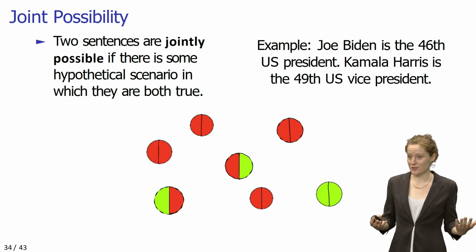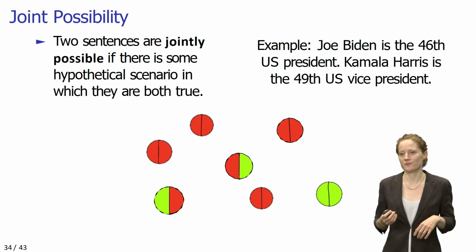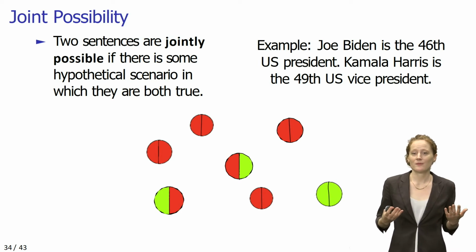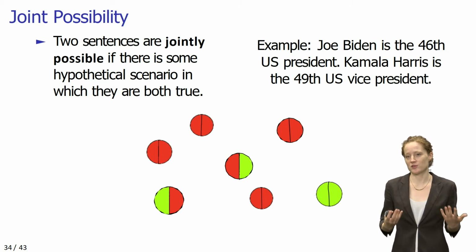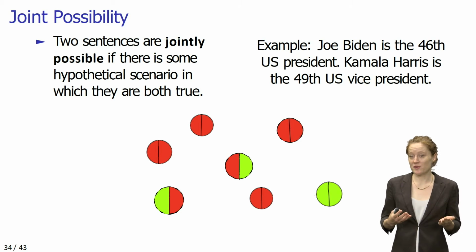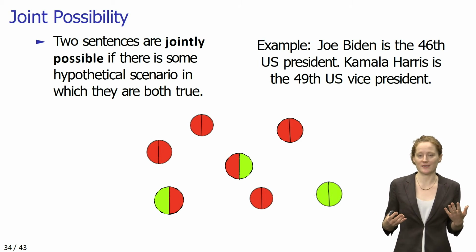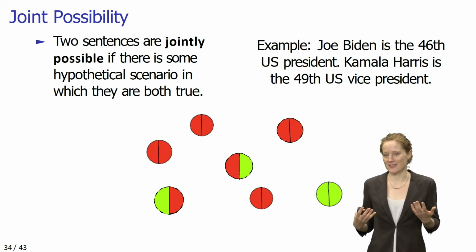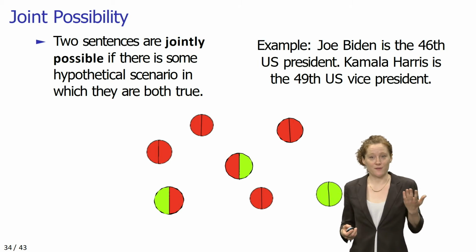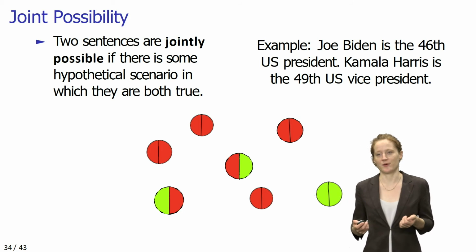And then there's also the actual world, the way the world in actual fact is, in which both of these sentences are true. So that means that these two sentences are jointly possible. There's a hypothetical scenario in which they are both true. Now, as a side remark, two sentences that are both necessarily true are jointly possible. Since they are both true in all hypothetical scenarios, there must be a hypothetical scenario in which they are both true. And two necessarily false sentences are never jointly possible, given that there's no hypothetical scenario in which they are both true.